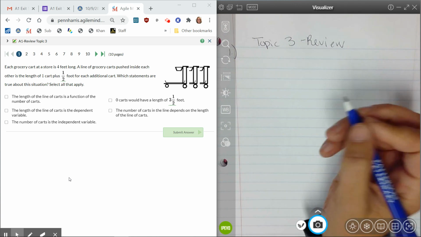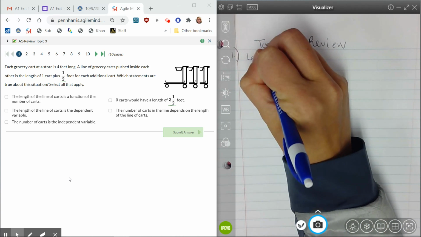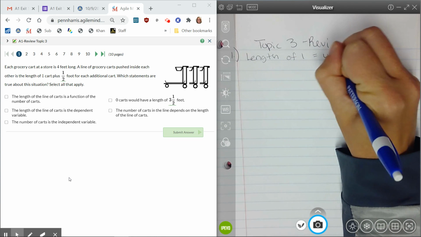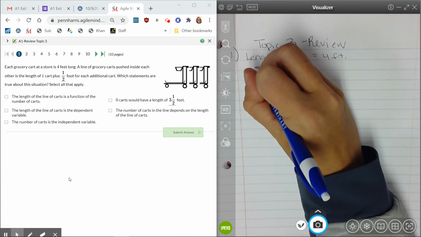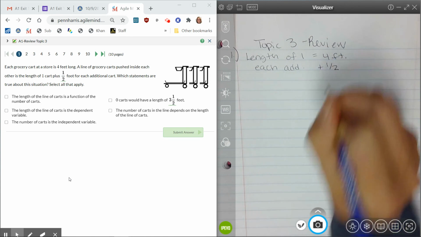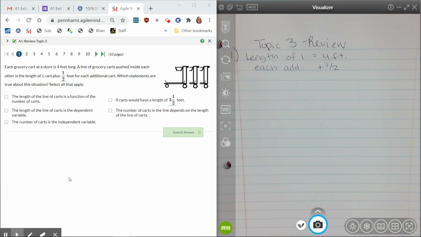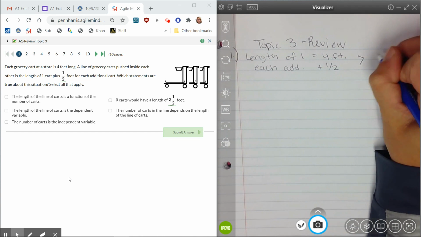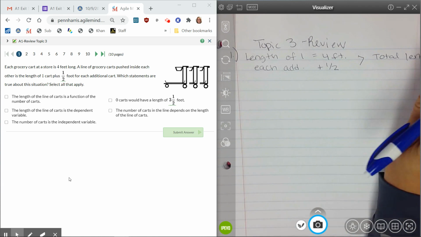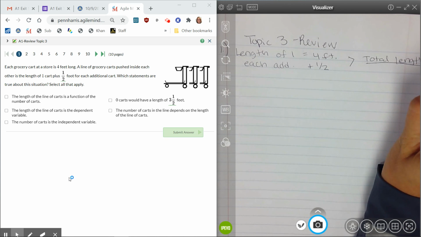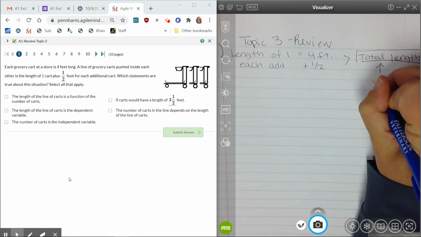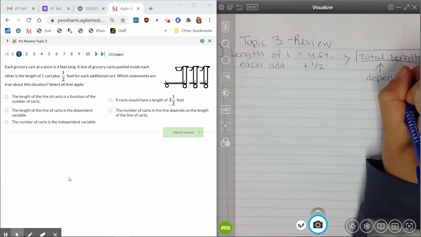So in question 1 here, they're giving us the length of one cart, which is 4 feet. Then for each additional cart added on, it's another half a foot. Okay. So with this, that gives us together our total length. So that means the overall thing that we're finding here is total length. Whenever we're looking for something overall, that is going to be our dependent variable.